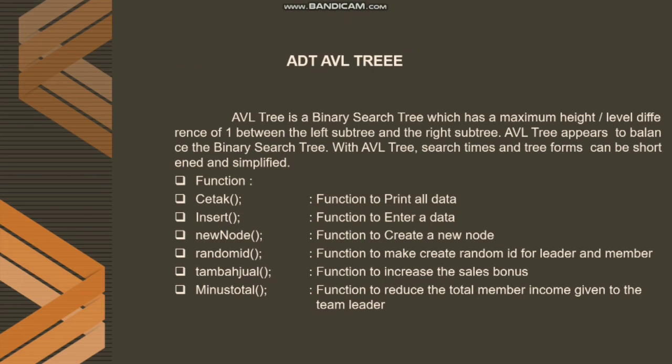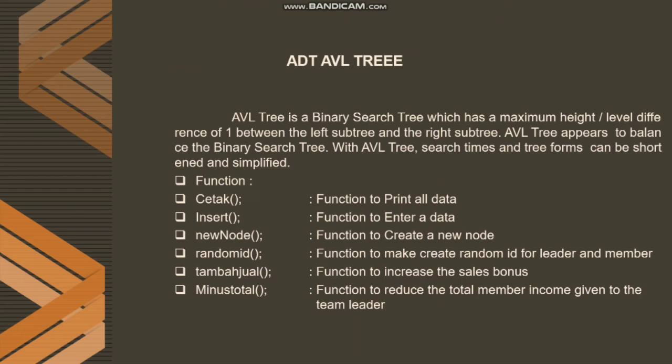Data AVL. AVL is a binary search tree which has a maximum height or level difference of 1 between the left subtree and the right subtree. AVL appears to balance the binary search tree. With AVL, sort time and search time can be shortened and simplified.